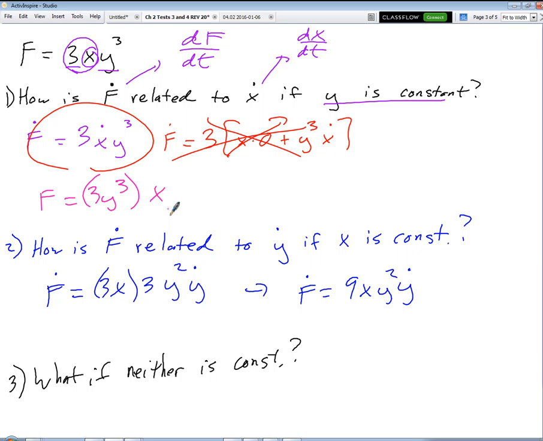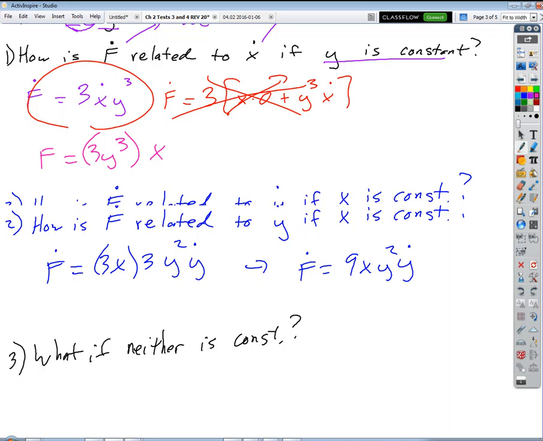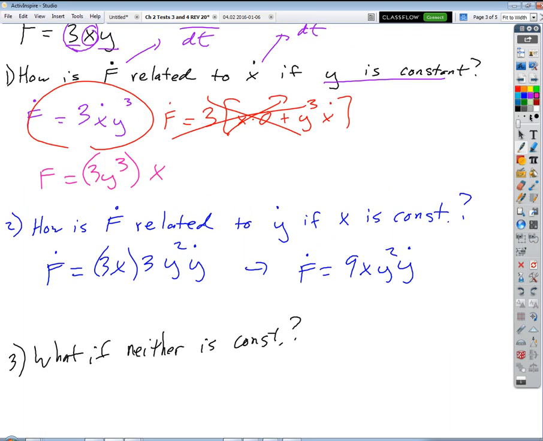Okay, so there's our answer for part 2. Now for part 3, in a way, it's the easiest to think about because now they're both variables, so we would just use the same old product rule we always used. Right? Can we go with that? Sure. Okay. Let me rewrite this real quick.